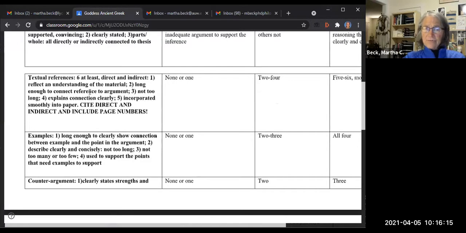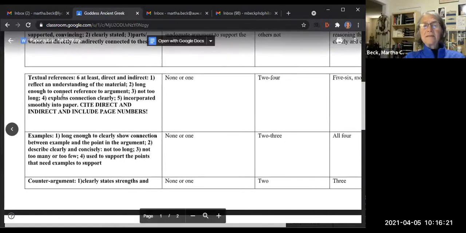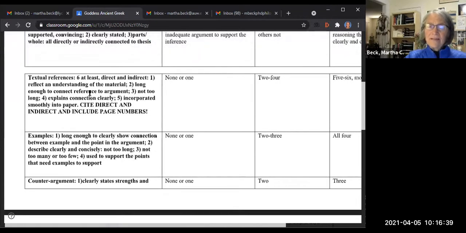Okay, the textual references. This is direct or indirect, right? And so it shows that you understand what it is you read. And I'm not going to be reading all of your references. I'm not going to read any references, I don't think. I might. But you have to make sure you understand it and you're quoting from it in a way that's fair to what you read.